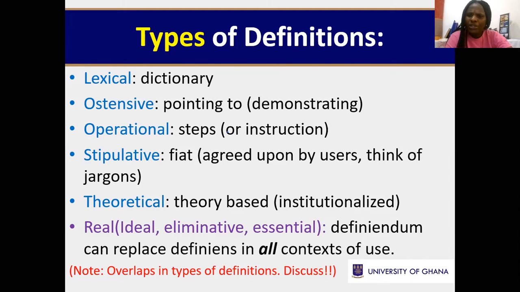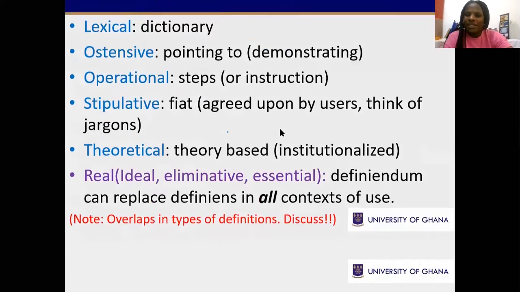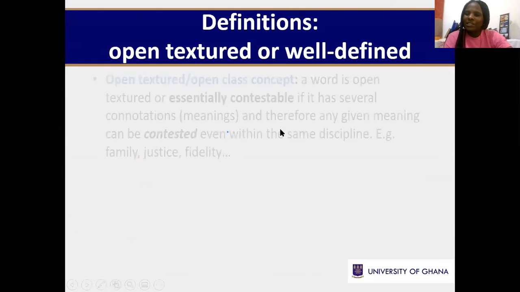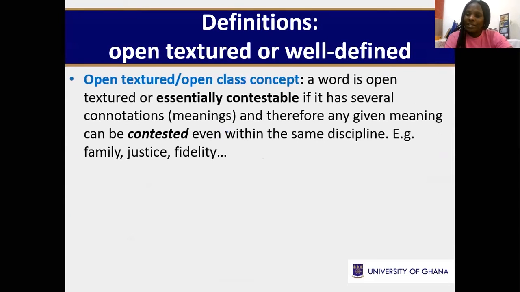Have you thought about what democracy means for people? What is family? Can we think of terms like democracy, fidelity, justice in the same terms? That is the subject matter of the next slide, which summarizes open textured or well-defined terms. This is a build-up from what has just been discussed on real definitions.